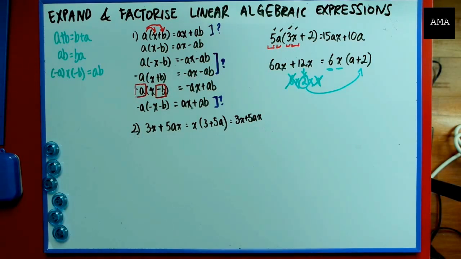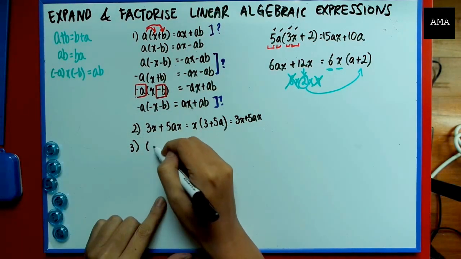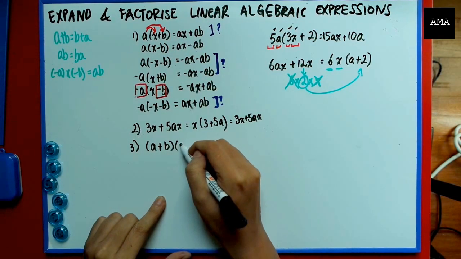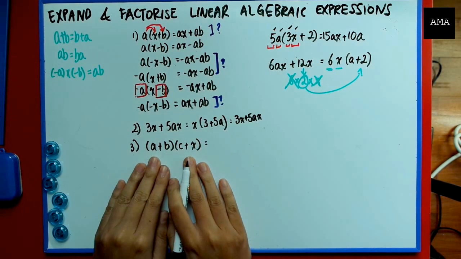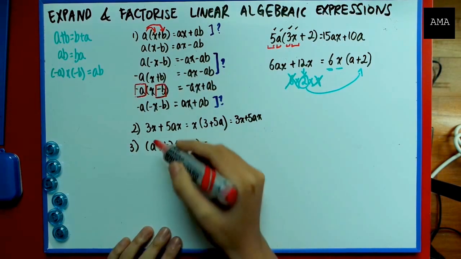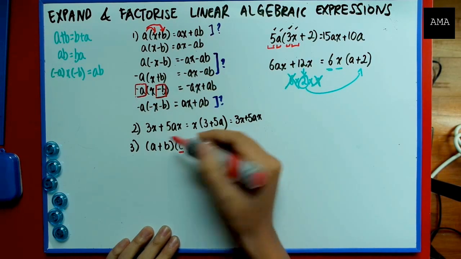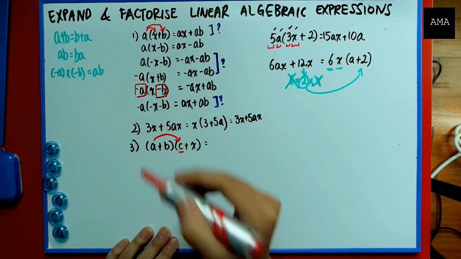Because they're all linear, nothing very complicated. But I want to move on to another type of linear algebraic expression that you need to learn, okay? Now, so number 3, we'll go back to expanding, okay? If I have a plus b, c plus x, okay? Oh, this looks complicated, okay? But don't be worried, it's actually not that complicated. So let's look at this first. I will first multiply a with c, then I will multiply b with c.